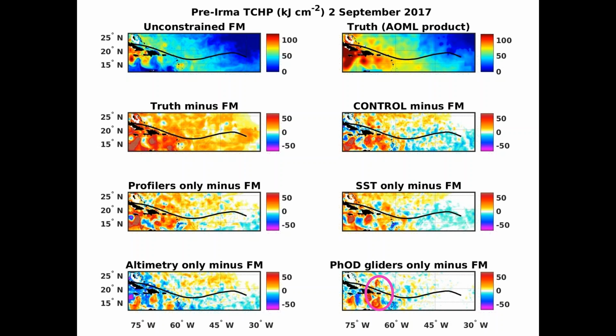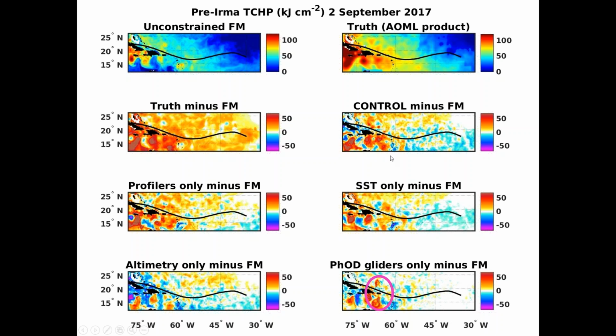Okay, I'll look at individual storms here. This is TCHP pre-Irma on 2 September. The upper left is the unconstrained model. The truth is the TCHP analysis product, and the difference shows how, just pre-Irma, the unconstrained model was too cold. But we see some substantial, not perfect, improvement, especially as you approach the islands. The data assimilation is tending to warm the model, bringing it closer to reality.